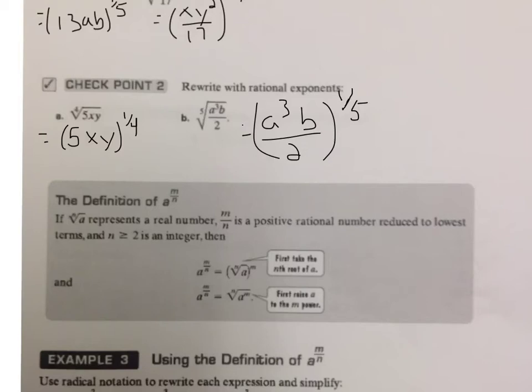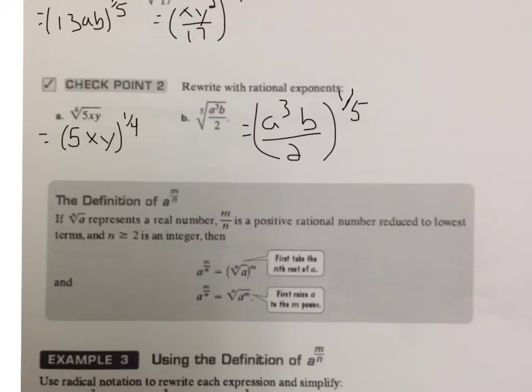Okay. Now, definition of a to the m over n. So now we don't have that 1 on top. We have a different number on top. That's what this is saying. It says if the nth root of a represents a real number and m over n is a positive rational number reduced to the lowest terms, and n is an integer greater than or equal to 2, then you get these two things.